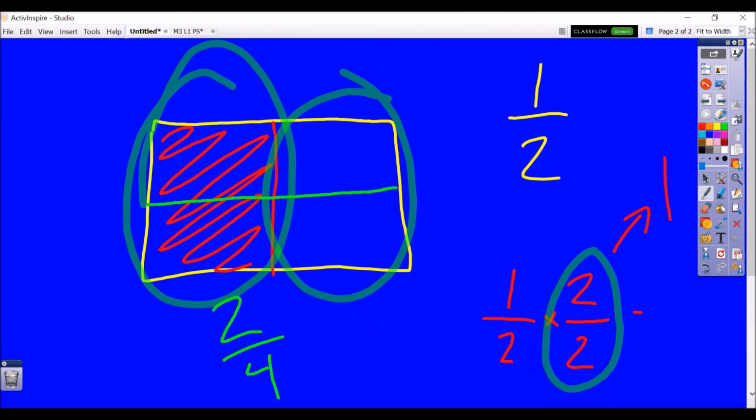So here we go. Well, we just multiply right across the top. Well, 1 times 2 is 2. And we see that over here. There's 2 parts in our area model. And when we multiply 2 by 2 at the bottom for our denominator, we now know that the whole has 4 parts altogether. And we can see that in our area model. So great job.